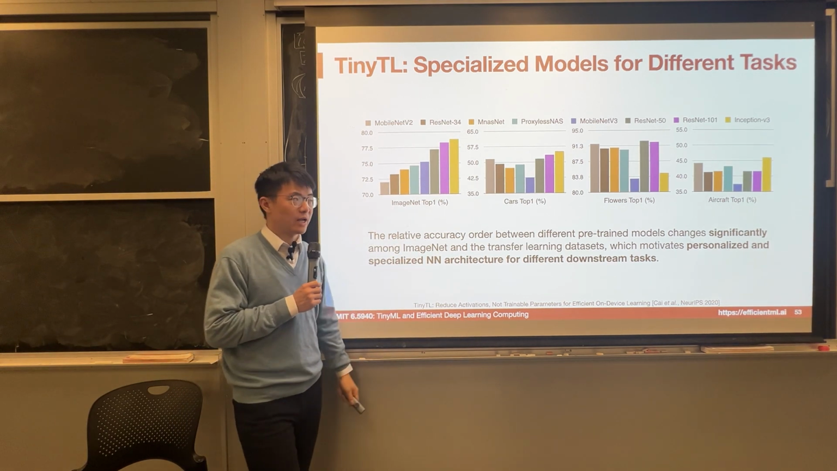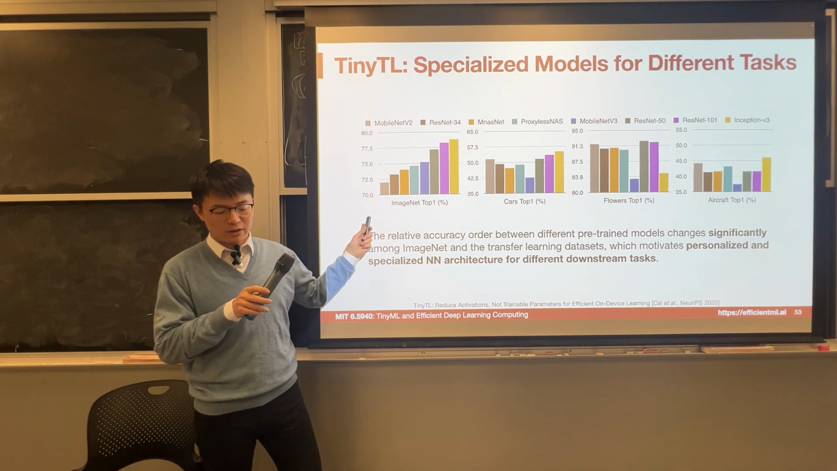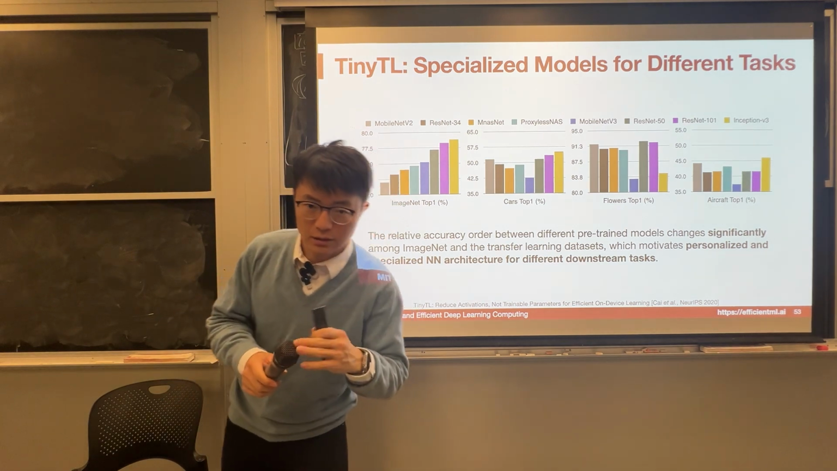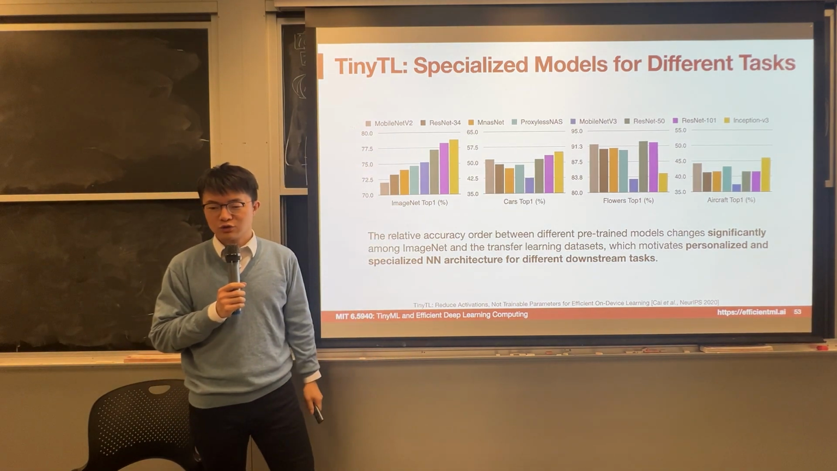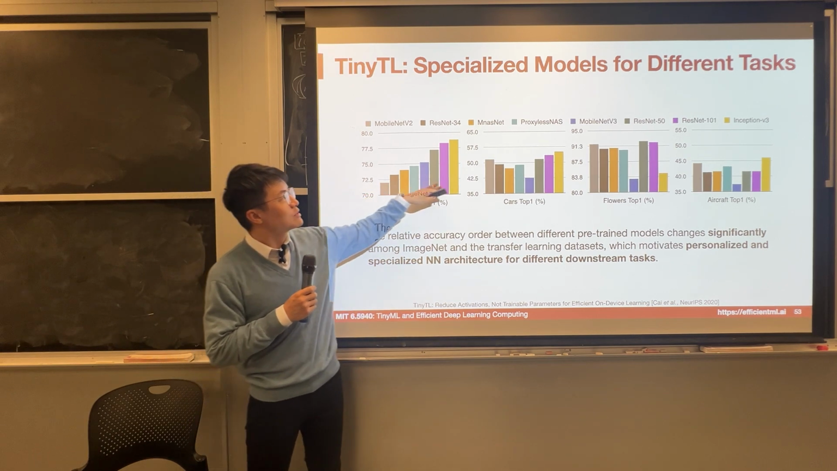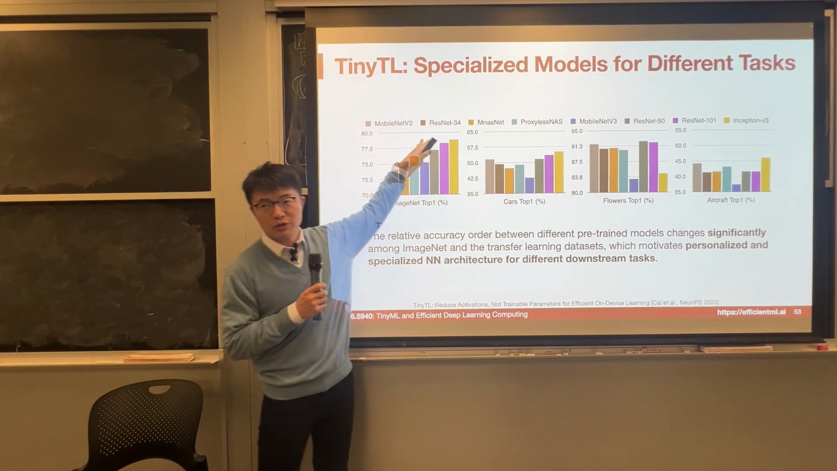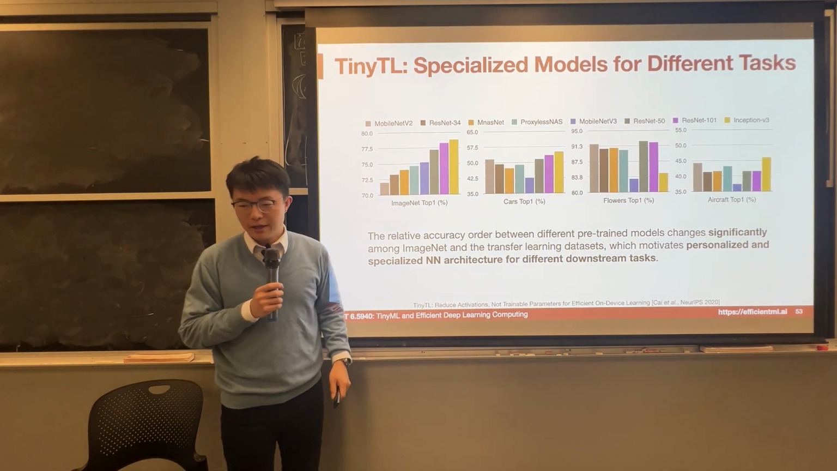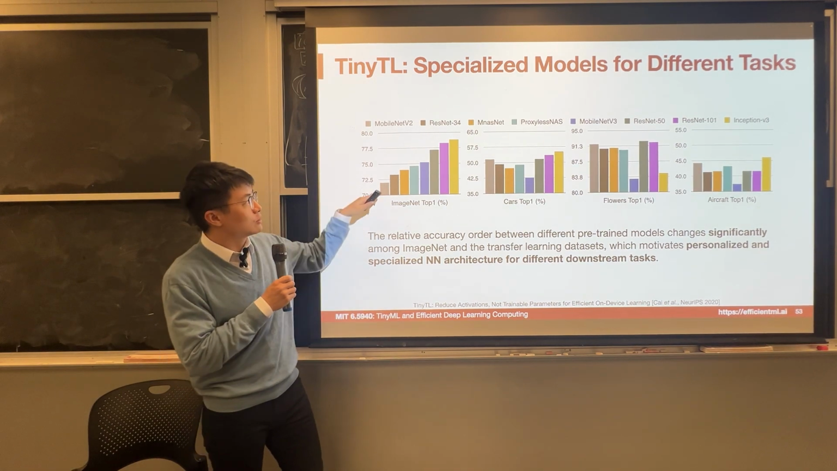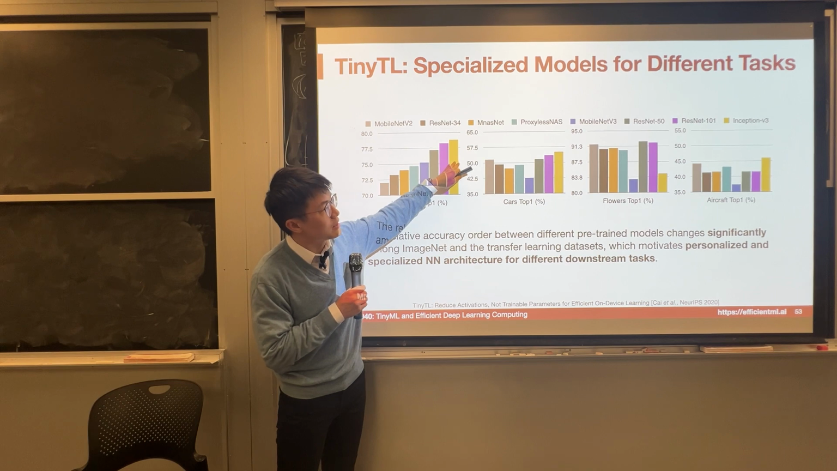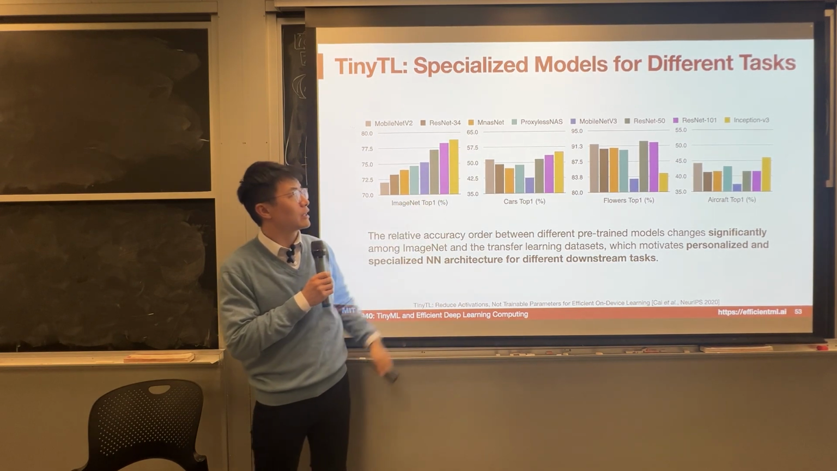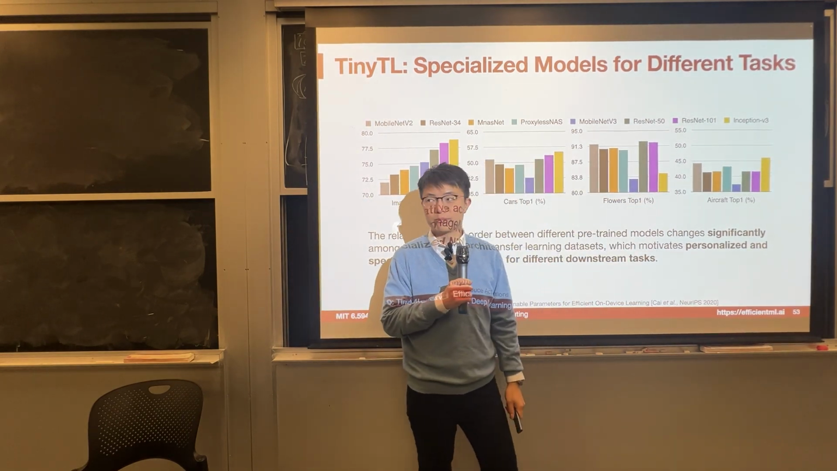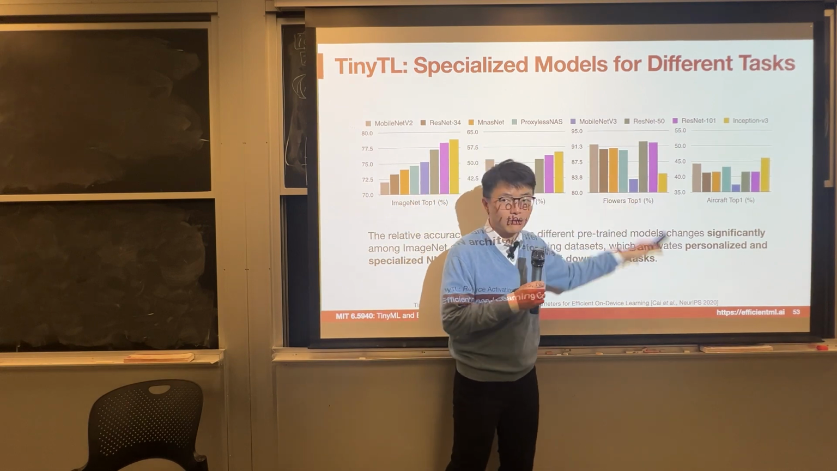Another interesting finding is that a model that performs well on ImageNet may not perform well on the downstream task. For example, this is the accuracy of MobileNet v2, ResNet-34, Inception v3, ResNet-101, everything together. The relative accuracy ranking actually is different. For example, Inception v3 has pretty good accuracy here on ImageNet, but Inception v3 may not be the best performing model on the flowers dataset.